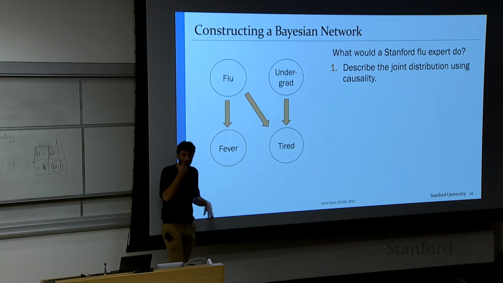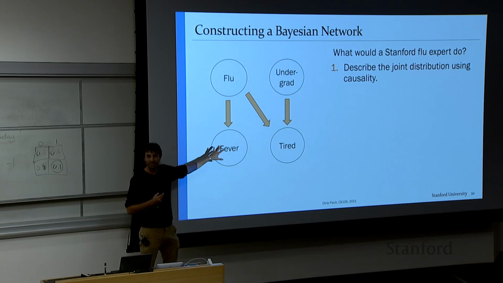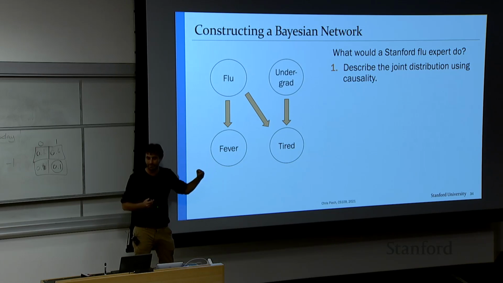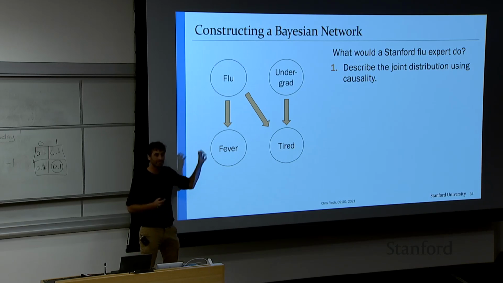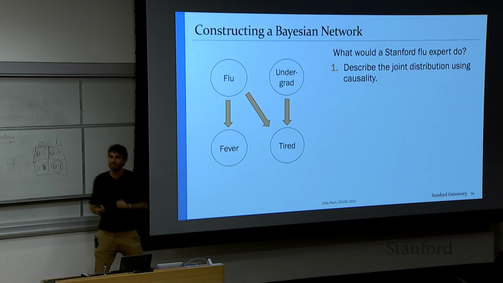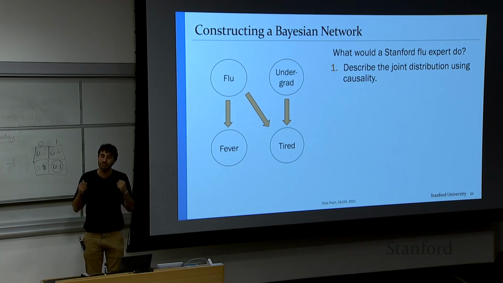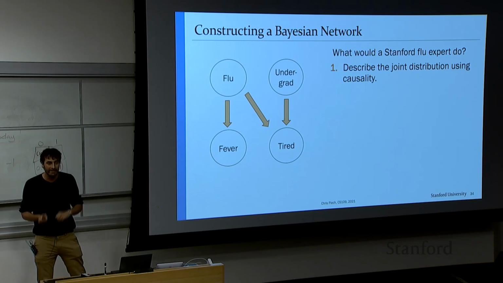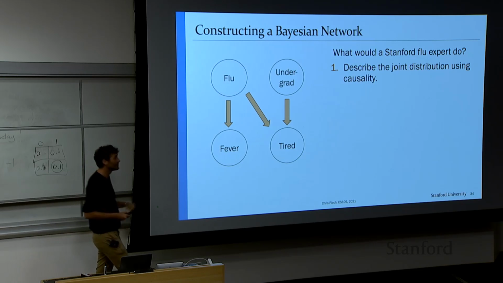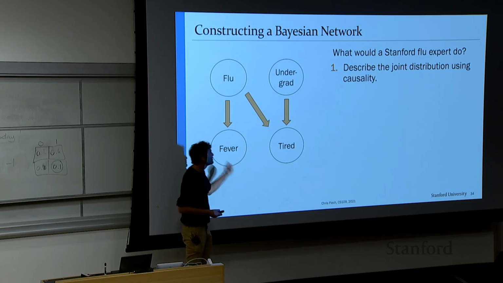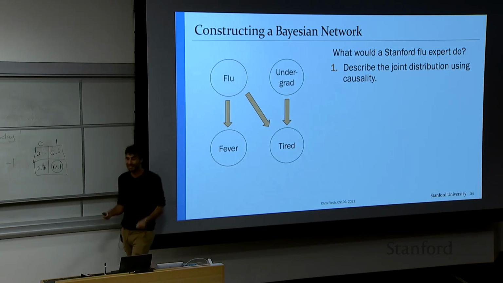Causality is a complicated thing. All causal models will be wrong in some way. But if you can generally get the structure of causality, you'll get a probabilistic model which is very close to correct and very, very usable. So step 1, describe the joint distribution using causality.